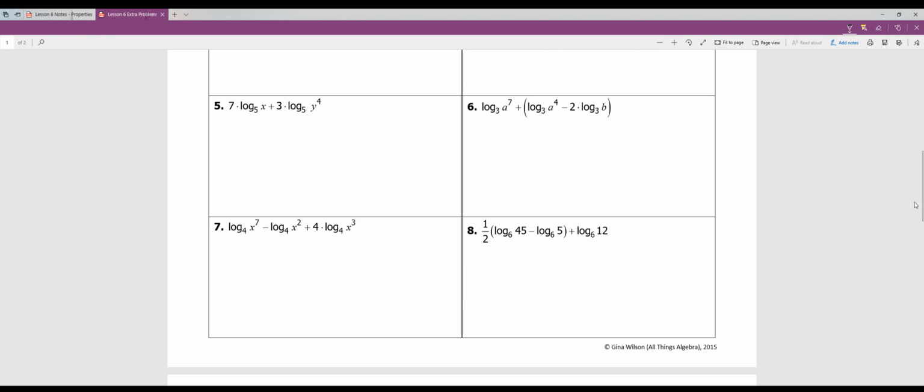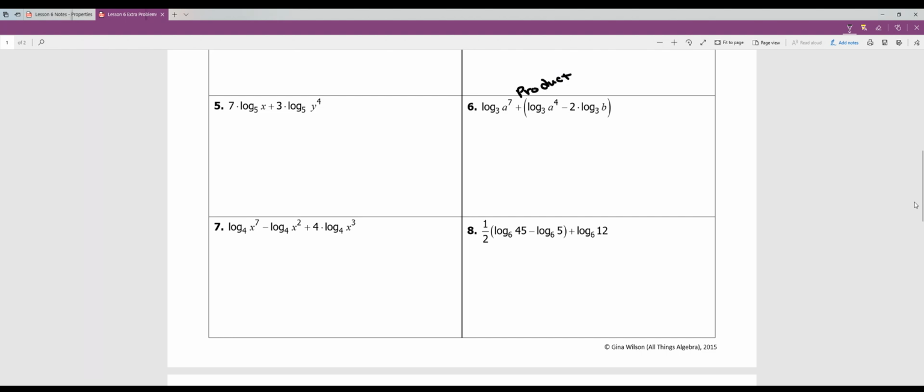I have log base 3 of a to the 7th plus log base 3 of a to the 4th minus 2 times log base 3 of b. So let's look at this one piece at a time. I have a log plus a log, so that tells me I'm going to use my product rule.